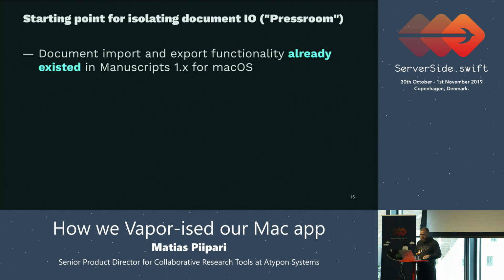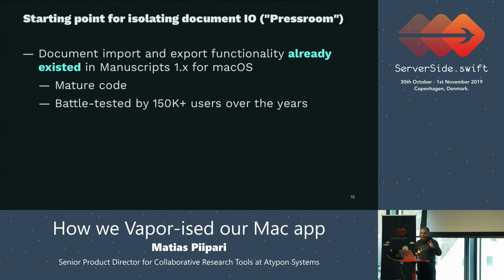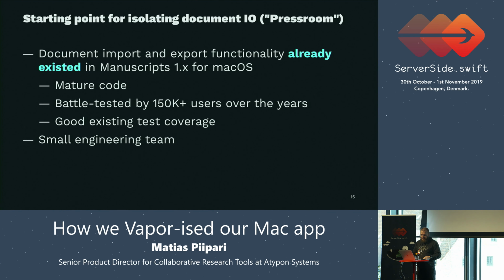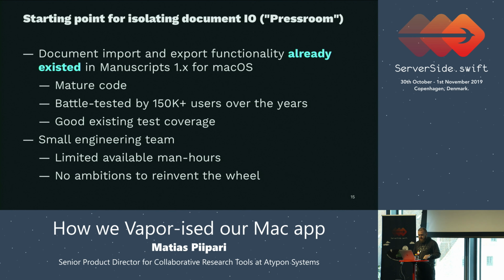So our starting point was basically that we had this pre-existing functionality, which was pretty mature code, tested by about 150,000 people who downloaded this application over the years. We had a pretty good test coverage for it, but we had a fairly small engineering team with limited hours to actually do rewrites and no ambitions on reinventing any of this.